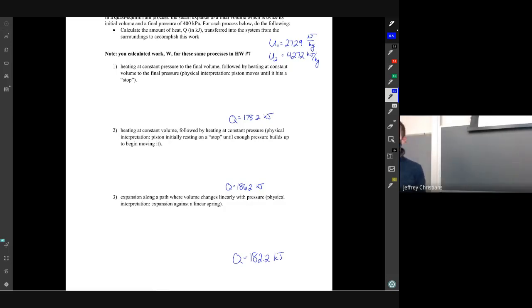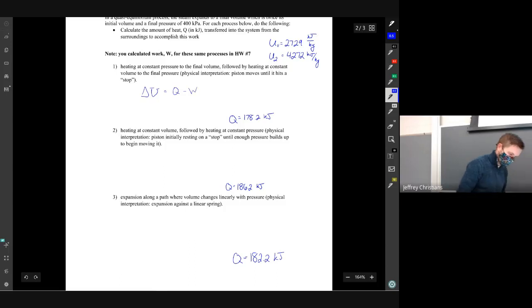Did everybody get mostly done, or at least feel like they understand what they're supposed to be doing for that one? I'm confused how people are getting 23 for the first work. I'm getting 238. Multiply by 0.1. Yep. Because you're in 238, you're in kilojoules per kilogram. Okay, thanks. And for Q, it's just a change in U. So it's plus W, right? Delta U equals Q minus W, so Q equals delta U plus W.